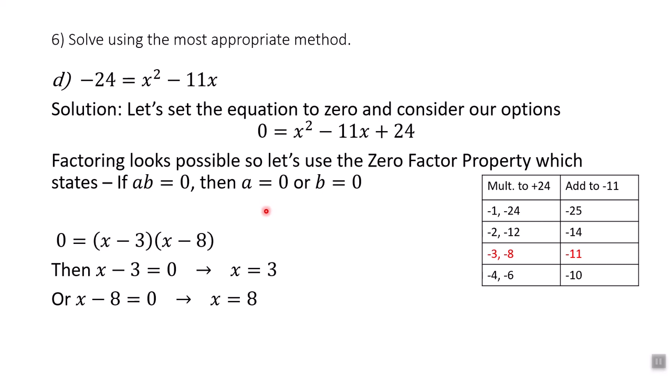Which tells me, using the zero factor property, which states if a times b equals 0, then a equals 0 or b equals 0.